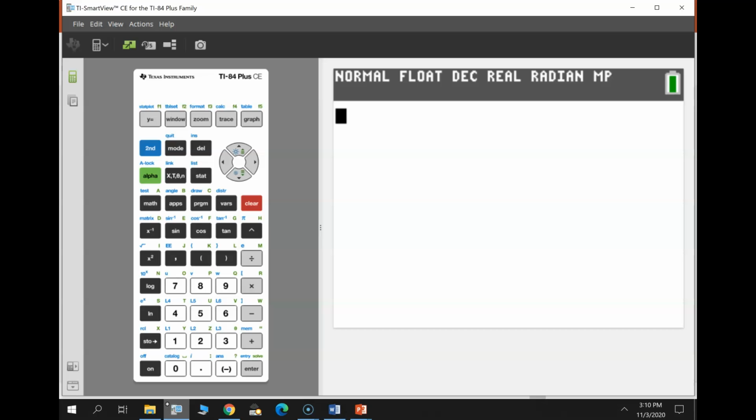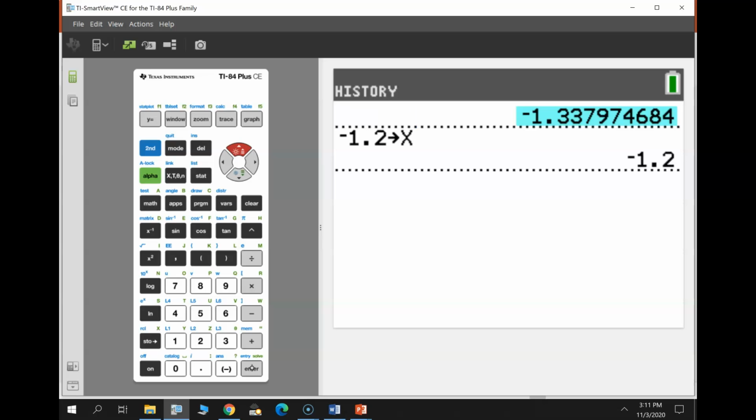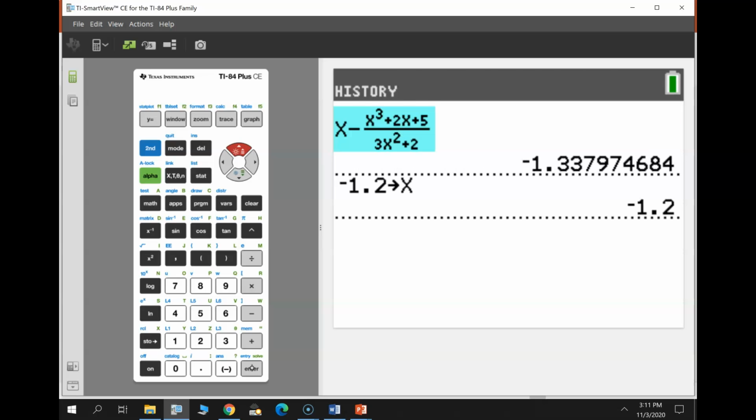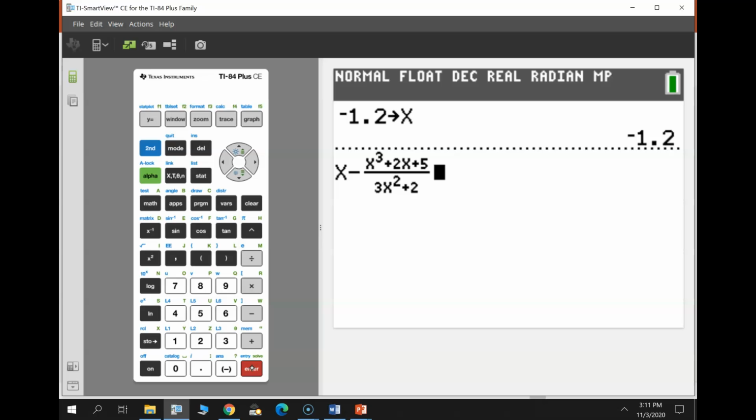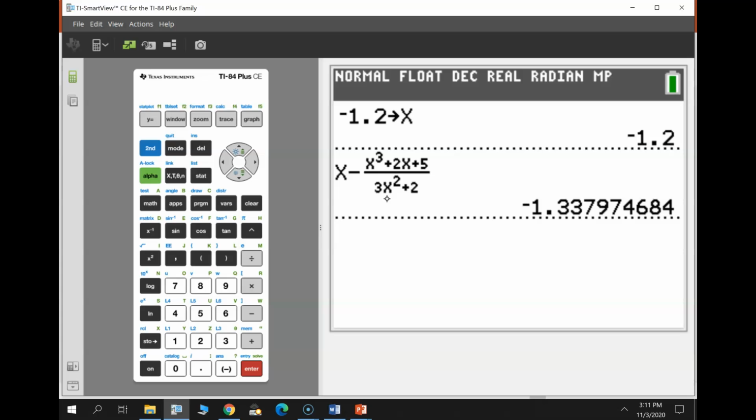I am going to start with -1.2, so I'm going to store that value to x. And then I went ahead and previously typed my equation just to make it a little bit faster. But when you type it in, you're going to do x minus the original divided by the derivative. And so when I hit enter, it's going to plug -1.2 in for each of those x values. And so the -1.3379744684 is my second approximation.